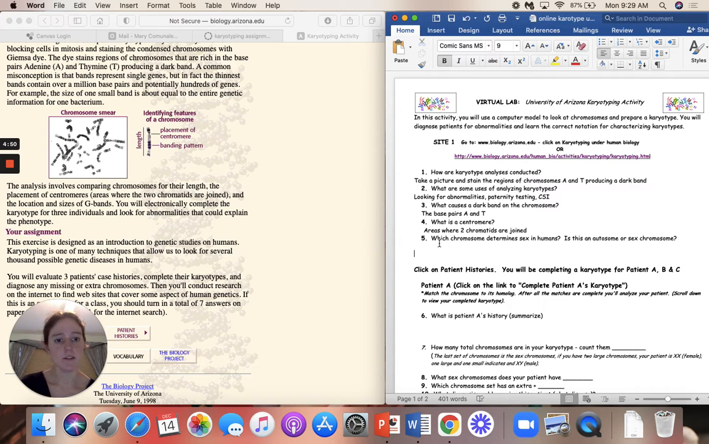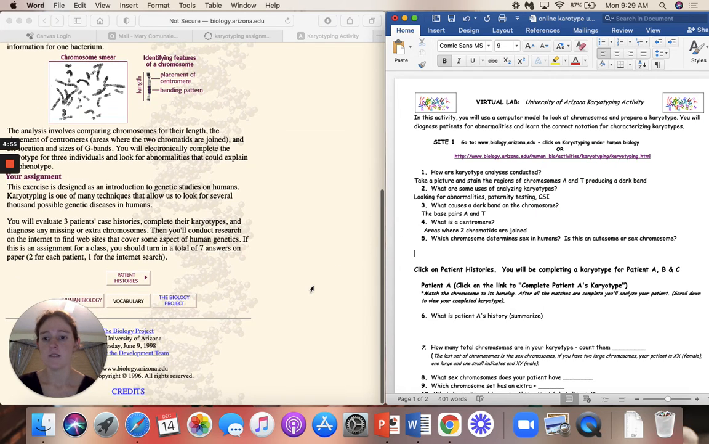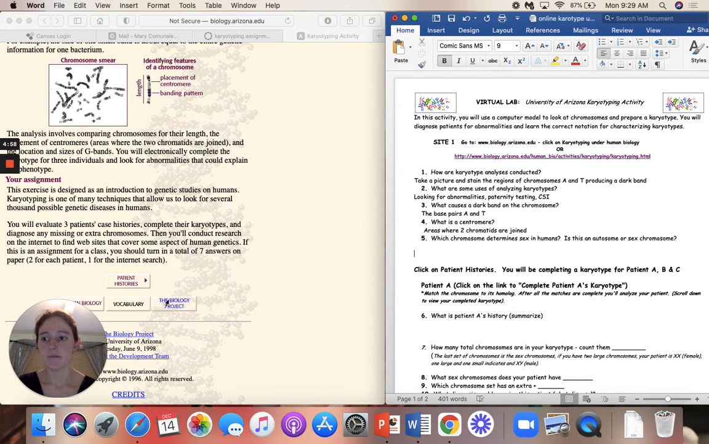Which chromosome determines sex in humans? And what is an autosome? The X and Y determine sex in humans. And an autosome, now is this an autosome or sex chromosome? It's a sex chromosome. We know that because, well, it's determining the sex of the organism. An autosome is all the other ones.